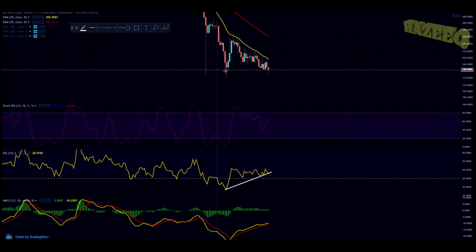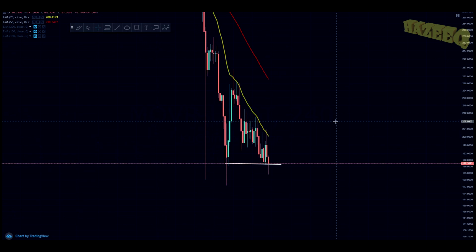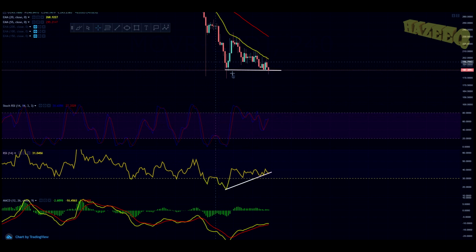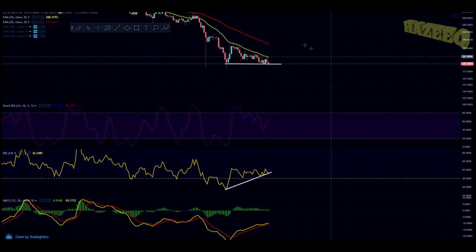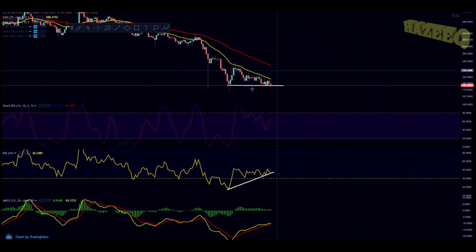But if I take a trend line from the same spot on the price action, we're printing pretty much a double bottom pattern. Now, this is a bullish pattern, and we do have a bullish divergence playing out right now. So really, I think we're going to have a nice relief rally.